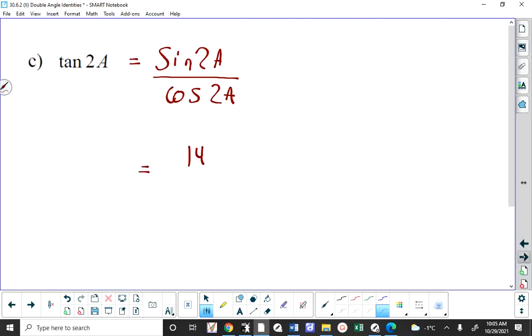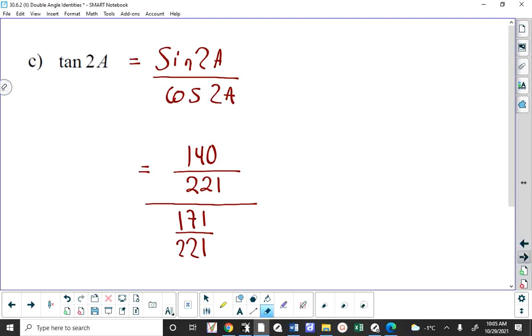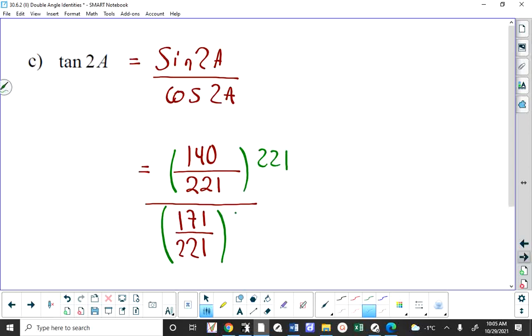Over cosine of A was 171 over 221. Did I get those two trigonometric ratios correctly? Okay. So again, you could multiply by the reciprocal. I prefer a more general approach here, which is to multiply the top and the bottom by 221. What's going to happen is the 221s will cancel in both cases, on the top and the bottom, in other words, and you will get 140 over 171.